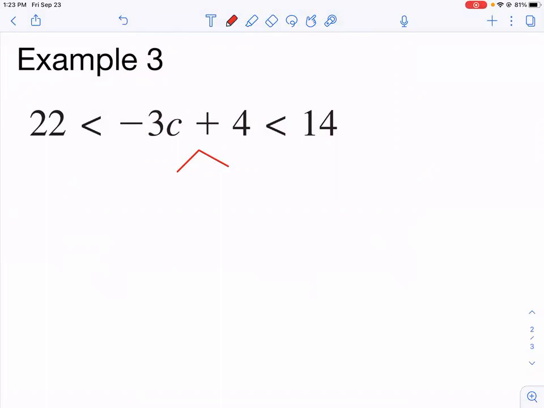Andrew, is this an and or an or statement? This is and, so I'm gonna break this up. 22 is less than negative 3c plus 4 and negative 3c plus 4 is less than 14. Did you write this down? Oh, man. It's like you were talking instead of writing and you missed it.